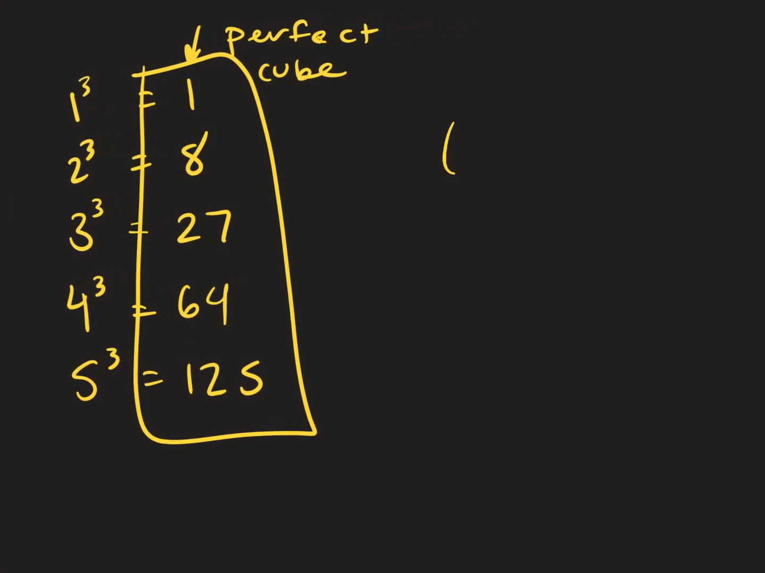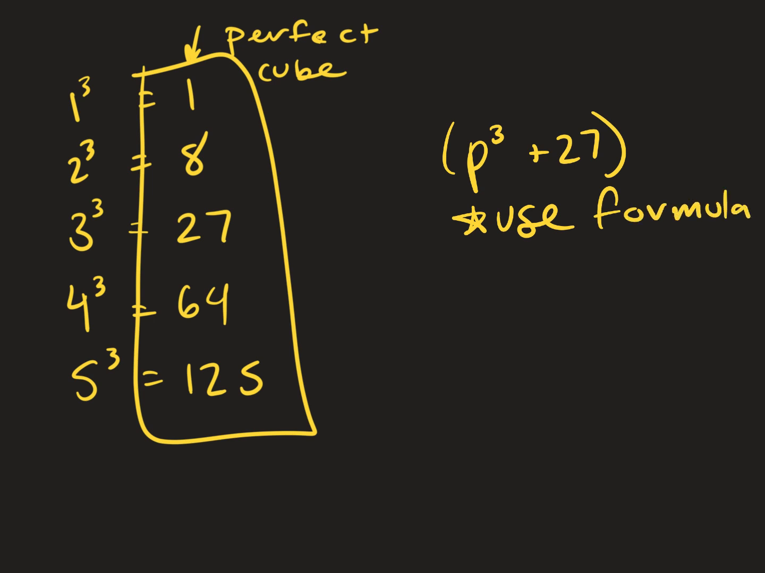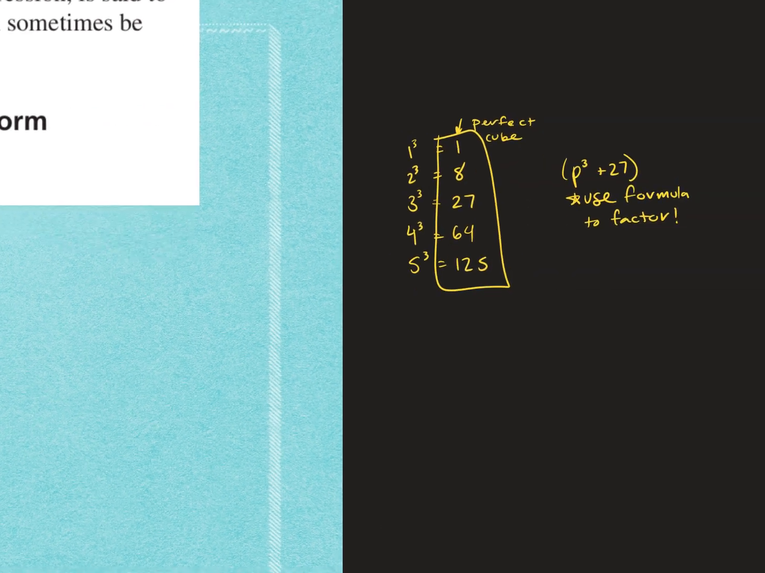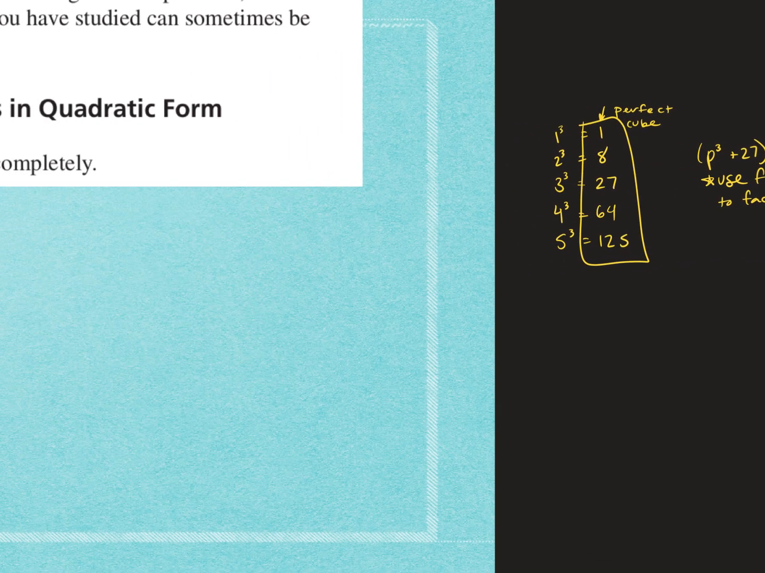So if I had something like p cubed plus 27, this is the sum of cubes. This we would have to use the formula. But in this example, we had 3 and 2, which neither one of those are perfect cubes, so it can't be factored anymore.